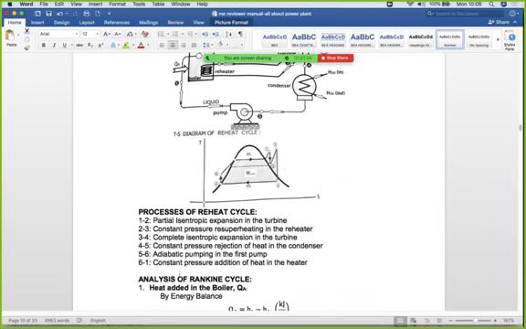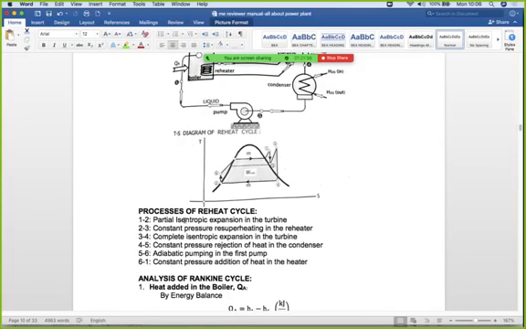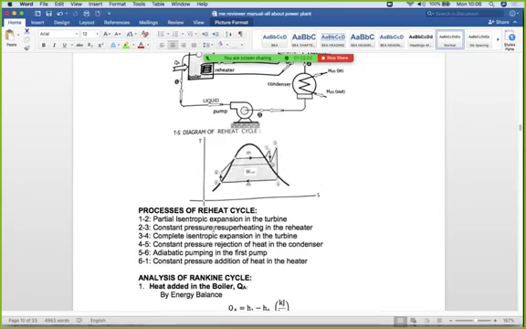Okay? So what is added here is 5 to 6, the adiabatic pumping in the first pump. That was there before, but the process is now extended up to 6. What is added here is 1 to 2, the partial isentropic expansion in the turbine. There is partial because it was bypassed. There's no full isentropic expansion. So that is what is added. Okay, superheating in the reheater. So that is also added.